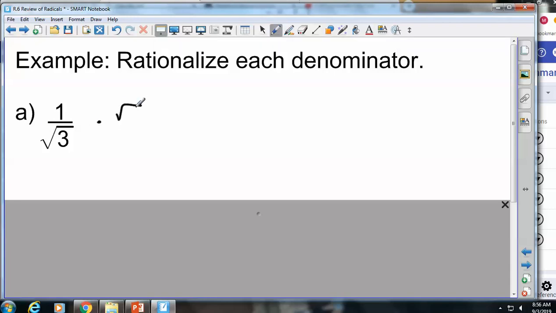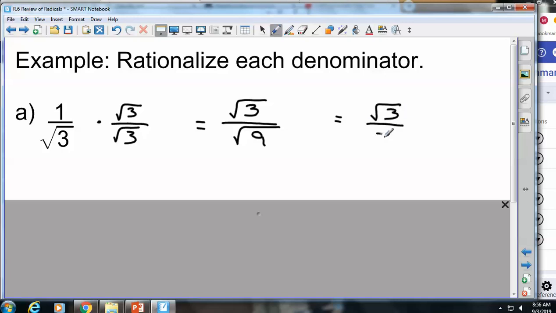Now, if you multiply the top by radical 3, you also multiply the bottom. The rule is whatever you do on top, you have to do on the bottom so you don't change your problem. So on the top, 1 times radical 3, anything times 1 is just itself. On the bottom, if you're multiplying radicals, you can multiply the numbers underneath. So you get the square root of 3 times 3, which is 9. And what is the square root of 9? So our answer is radical 3 over 3.